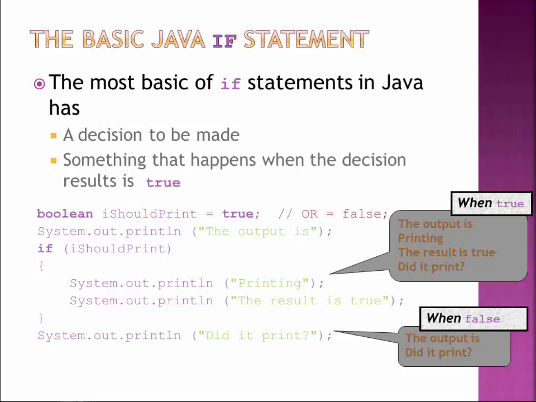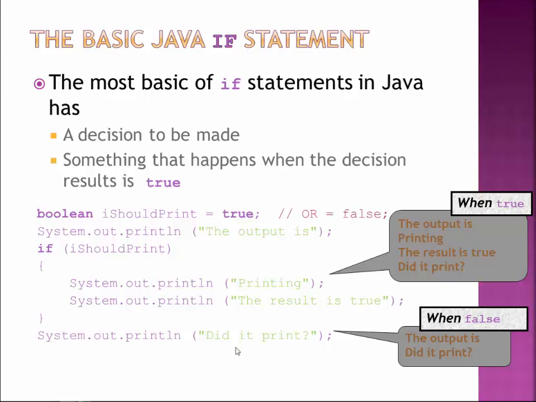Now, the basic Java if statement has very simply the word if, as we can see here, and then a decision being made, a boolean answer of either true or false. So I can say if I should print, it could be true or it could be false. And then the output is, and if I should print, then I print: printing, the result is true. If I shouldn't print, I do not print that, and then ask the question, did it print?